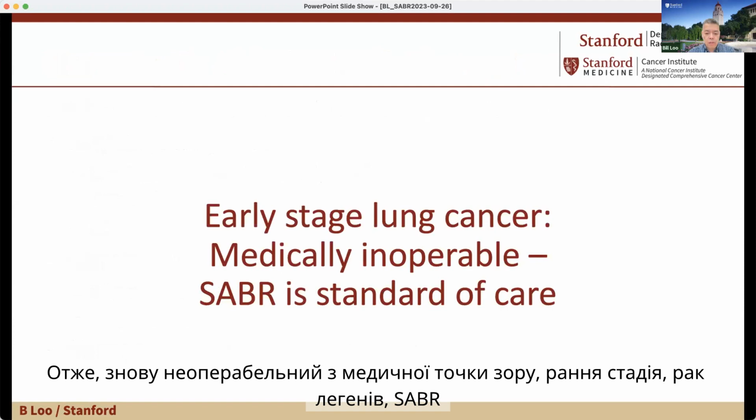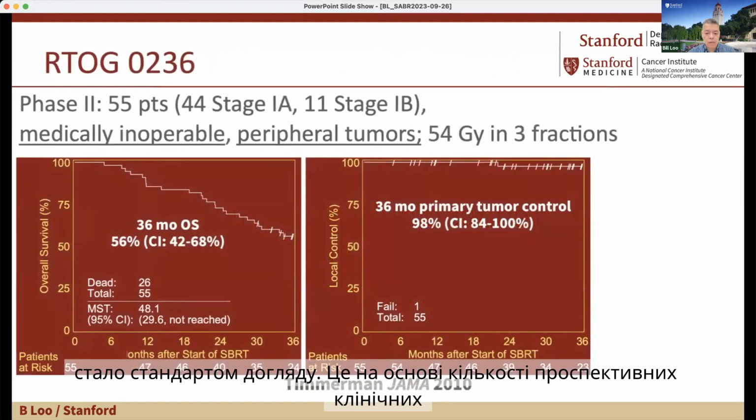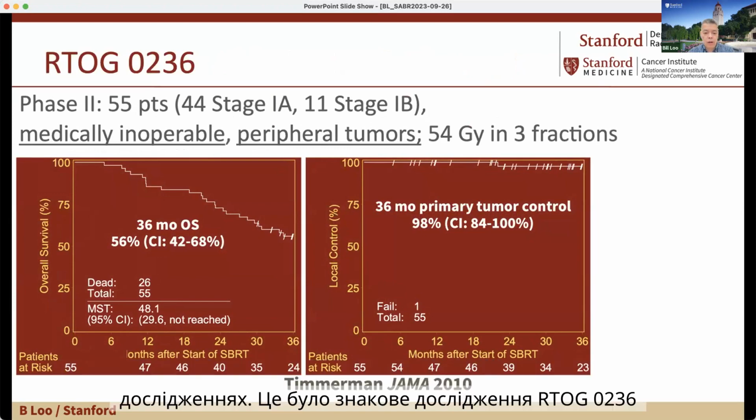So again, medically inoperable early stage lung cancer, SABR, has become the standard of care. And that's based on a number of prospective clinical trials.